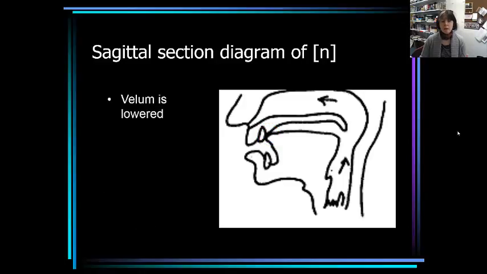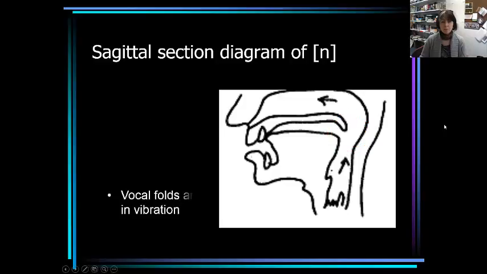And the velum is lowered because it's a nasal sound and we want the air to pass through the nasal cavity. The vocal folds are in vibration, and we can show that by drawing a zigzaggy line down here where we're representing the larynx.